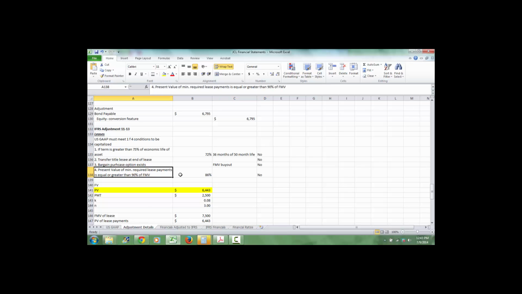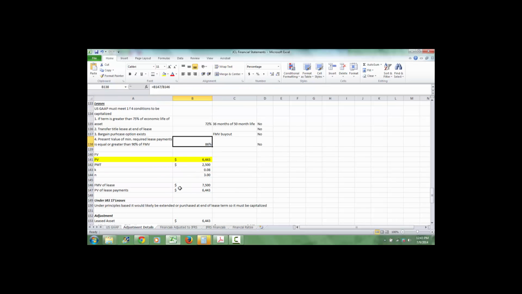And if the present value of the required lease payments is greater than 90% of the fair market value. So it says the fair market value of the lease is $7,500,000. We make lease payments of $2.5 million. Interest rate is 8%, and it's a 3-year term. So I solve for present value in this problem, and the present value of the lease payments is $6,443,000. If we take $6 million and divide by $7.5 million, that's 86%. So it does not meet the criteria. So none of these criteria have been met. Therefore, on the US GAAP financial statements, we would have been calculating this as an operating lease, so expensing it out.